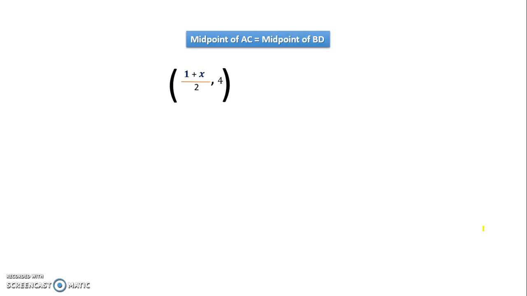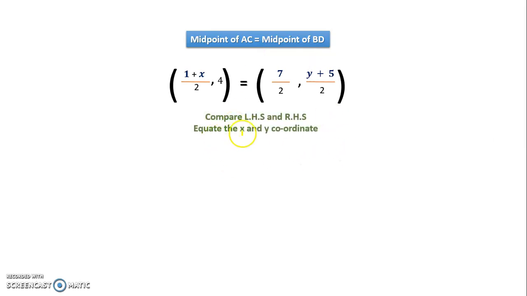Now we are going to equate the midpoints. How to equate two points, we already discussed in yesterday's video. The x coordinates are equal and the corresponding y coordinates are also equal. So compare the LHS and RHS, equating the x and y coordinates. First I am equating the x coordinates. Here the x coordinate is (1 plus x) by 2 and there the x coordinate is 7 by 2.